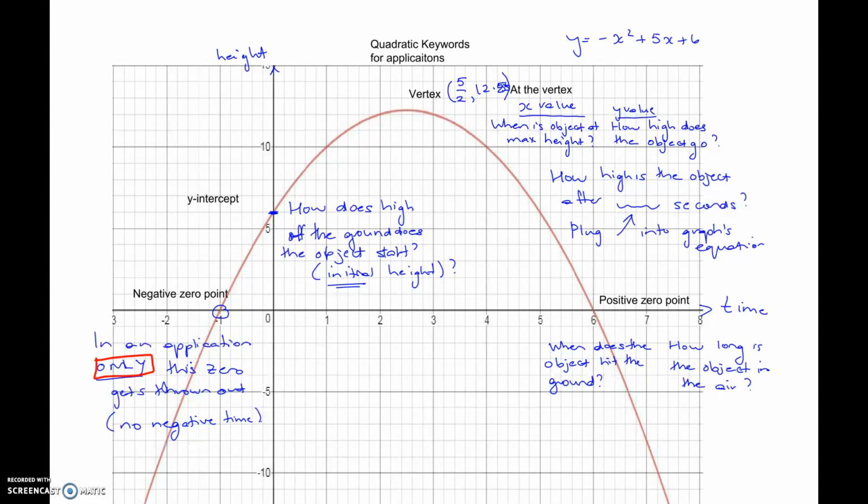So those are some of the questions that you can take the answers to from the actual graph. So the vertex, the x value, the y value, they tell us things. The y-intercept tells us something. The 0 points tell us something as well.